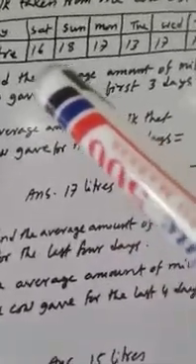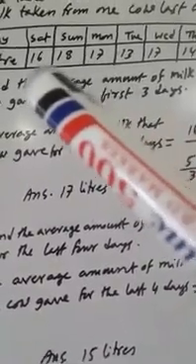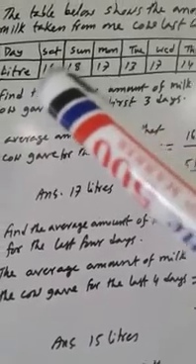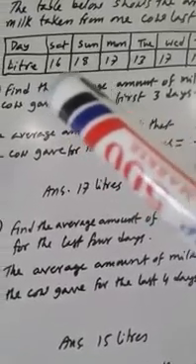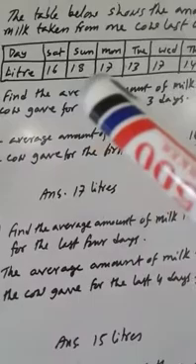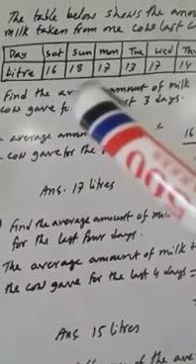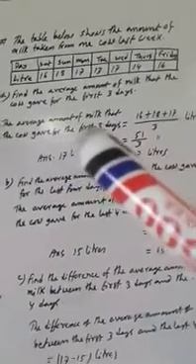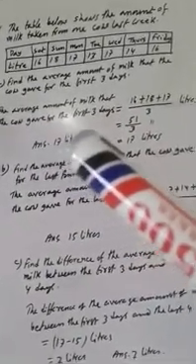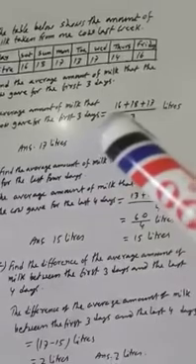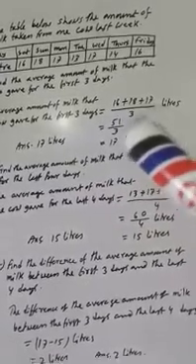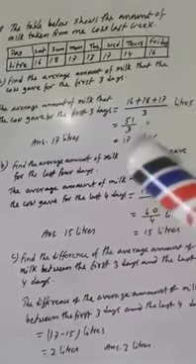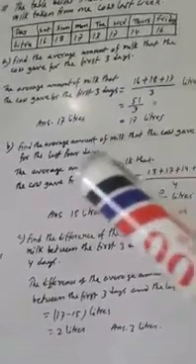See, for the first 3 days we got 16, 18, 17. These 3 we have to add and divide by 3. First we have to find the sum of the 3 days: 16 plus 18 plus 17, and to find the average, we have to divide by 3. The average amount of milk for the first 3 days: 16 plus 18 plus 17 is 51, and for 3 days we divide by 3. 51 divided by 3 is 17 liters.